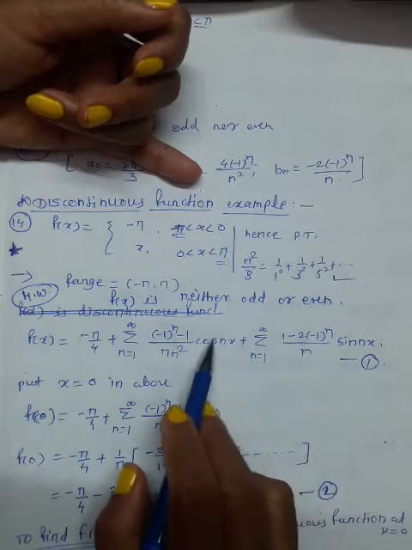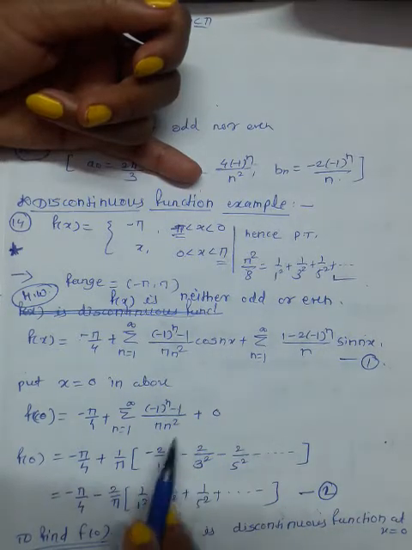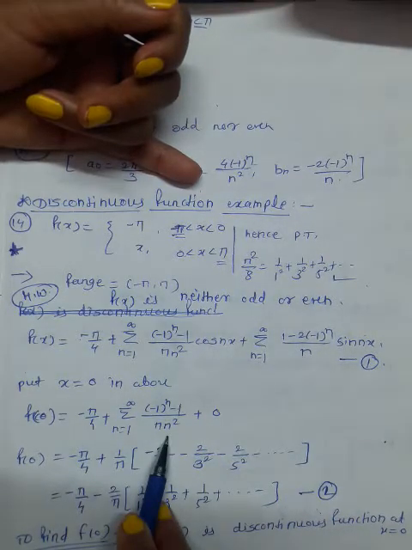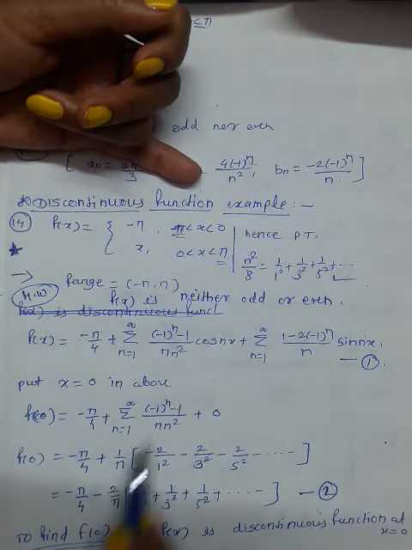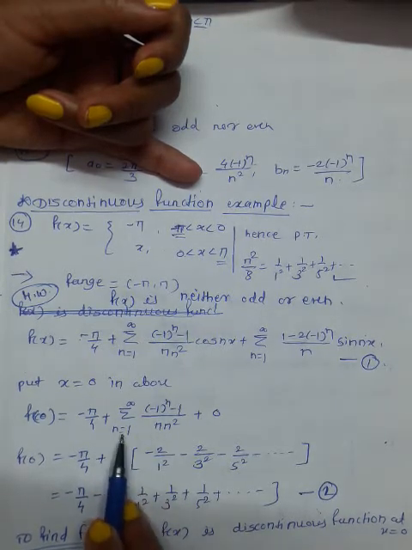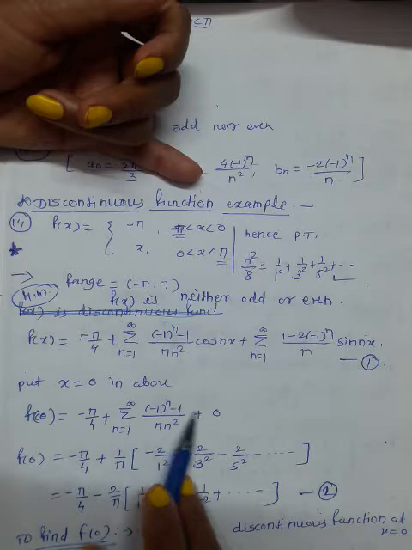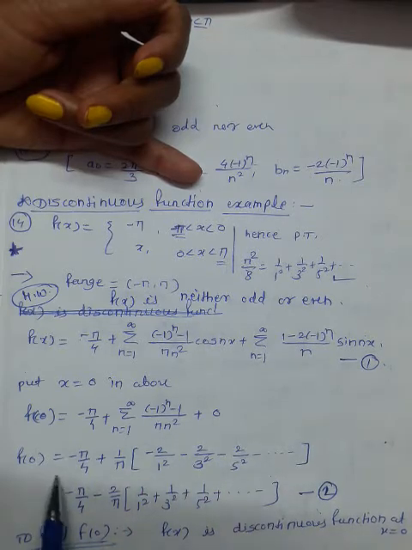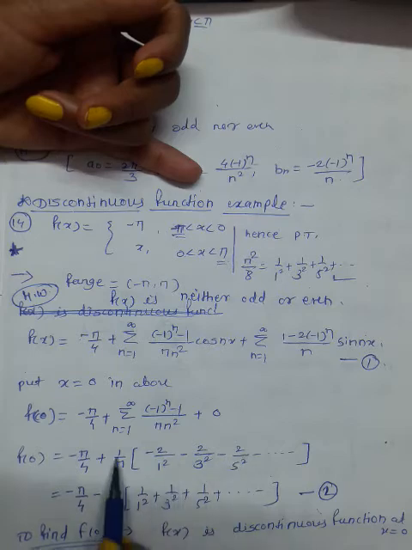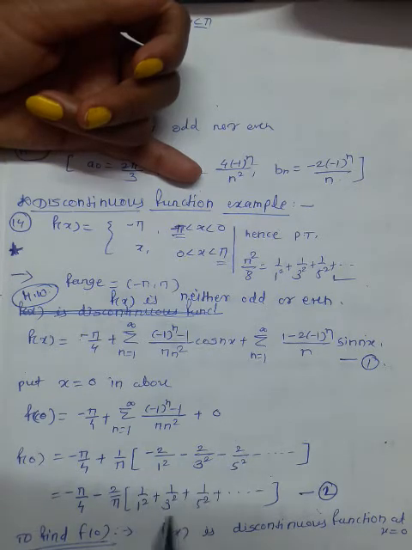Sin 0 becomes 0, cos 0 becomes 1, summation over only n. Take 1 upon pi common outside of this summation. Go on putting n equal to 1, 2, 3. We get this series. On the LHS, we get f of 0 here. Take this minus 2 outside. We get all the terms plus here.